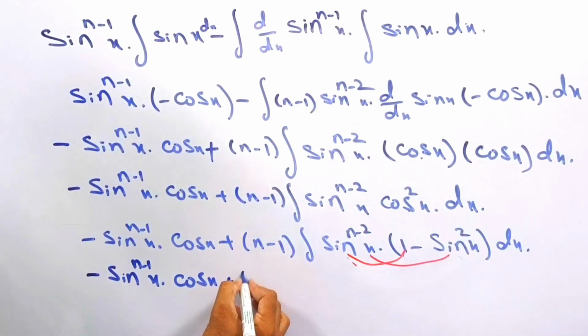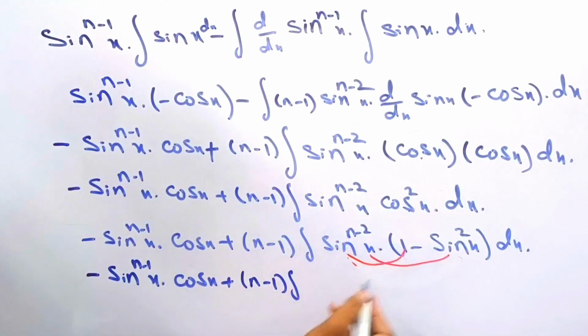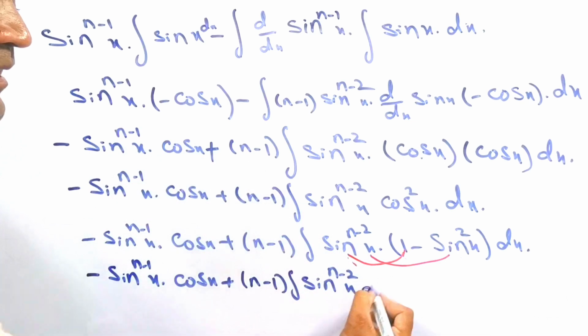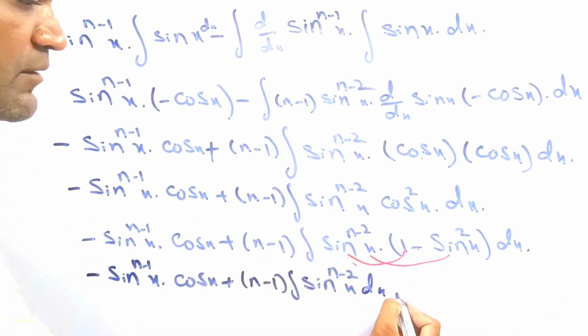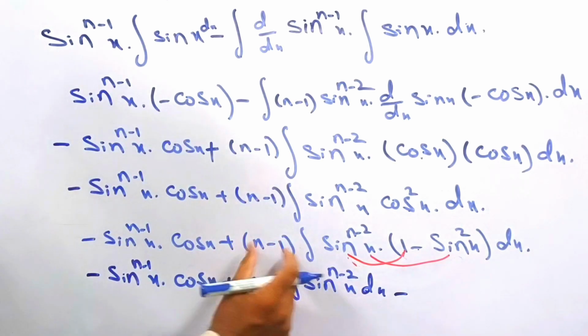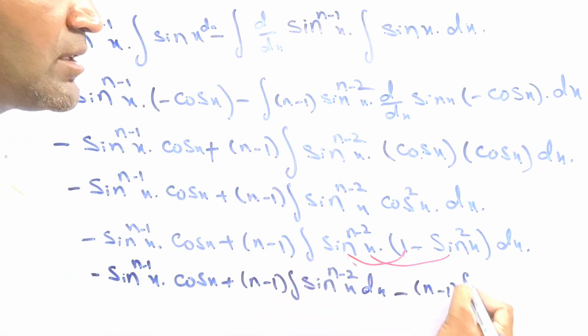How? I will write here (n minus 1) integration of this into 1, that will be the same thing, sin^(n-2) x times, into, then minus here. Now this first I will write dx, then minus here, then I will minus into this plus, it will be minus. Now here this thing again I will write (n minus 1), then this integration.